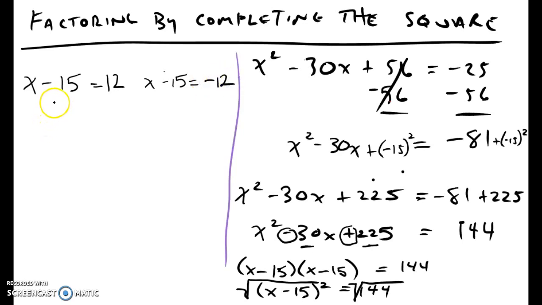So we're going to add 15 to both sides, so we've got x is equal to 27, and we're going to add 15 to both sides, and we've got x is equal to 3. And we just completed the square, and we found the x-intercepts of our parabola.